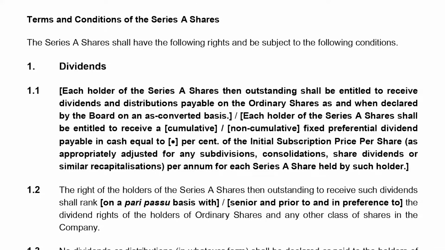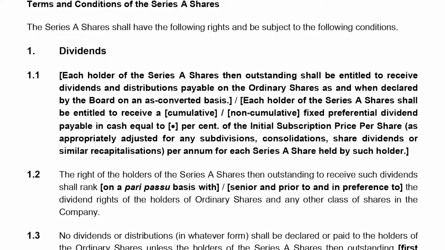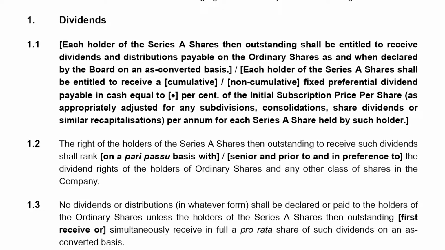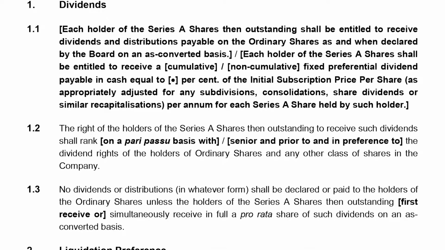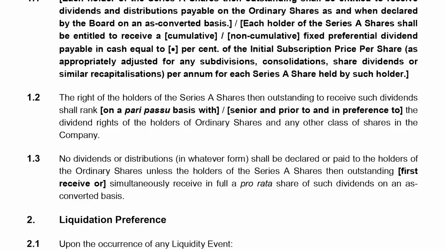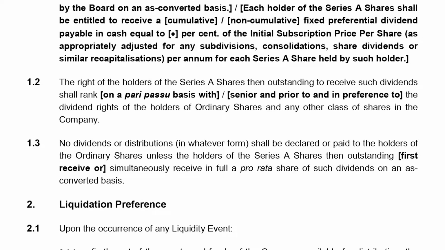Dividend rights. Should dividends be paid on a pari passu basis with the ordinary shares, or should the preference shareholders be entitled to receive a cumulative or non-cumulative preference dividend prior to any dividends declared on ordinary shares?